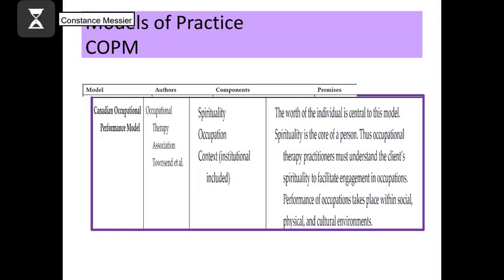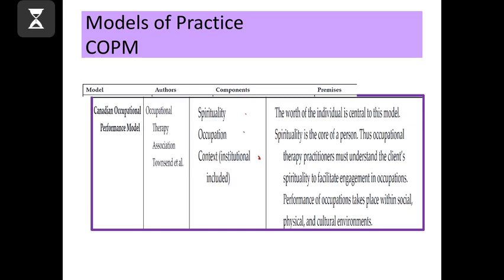Another model of practice was designed by the Canadian Occupational Therapy Association and a group of authors. It's called the Canadian Occupational Performance Model. And this can be used in pediatric practice. What are the components? What's the focus of this model of practice? Well, it's spirituality, occupation, and context.